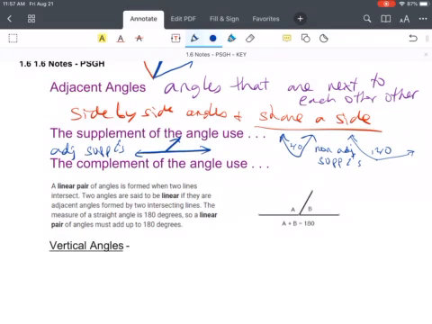A linear pair of angles is formed when two lines intersect. Two angles are said to be linear if they are adjacent angles formed by two intersecting lines. So this is another way to get a straight angle of 180 degrees. And when we have two angles that form that straight line, we call them a pair of angles that form a line, so a linear pair.